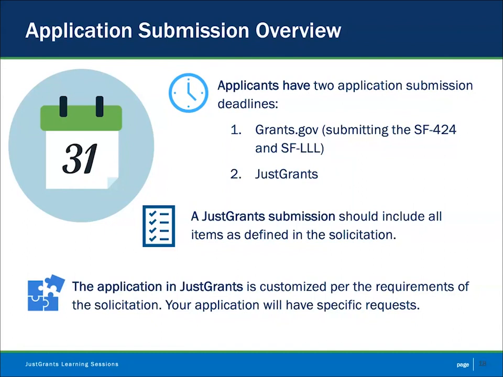Your entity information is populated based upon entries made in SAM.gov and used in Grants.gov. You have two time periods within the system, within JustGrants and Grants.gov, that you need to be aware of. So there are two application submission deadlines. Make sure that you are aware and cognizant of both deadlines.